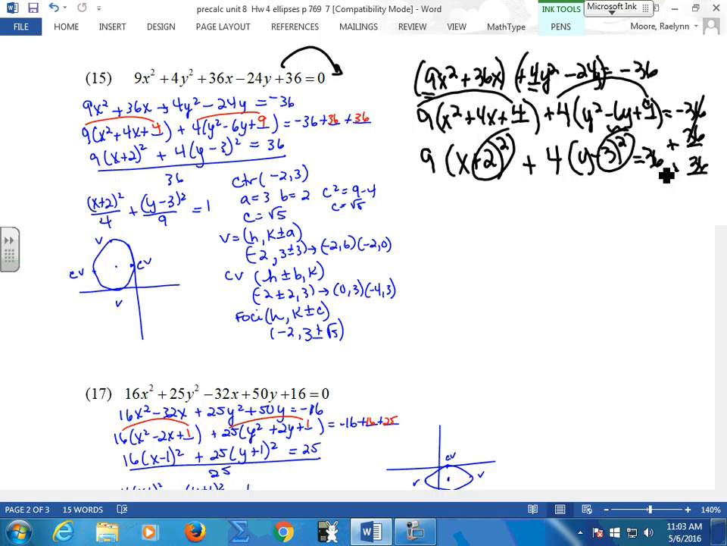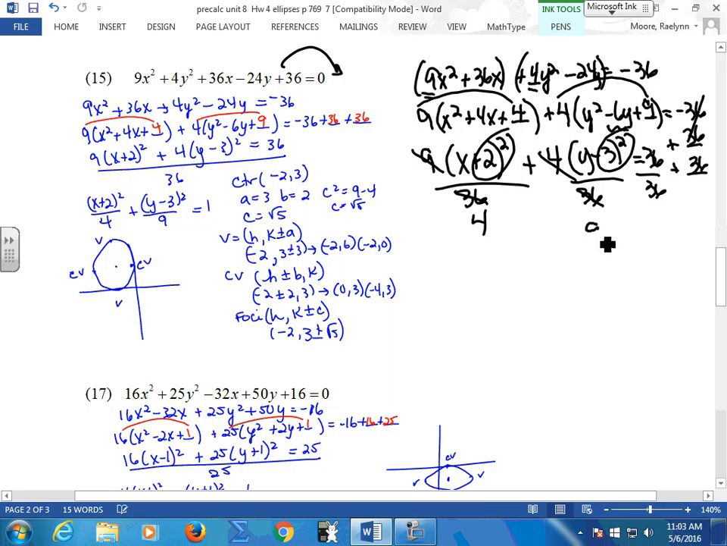I have an ellipse. So I'm going to divide everybody by 36 because my equation says make it equal to 1. Reduce this down, and just rewrite your equation. Okay? Are we good from here?